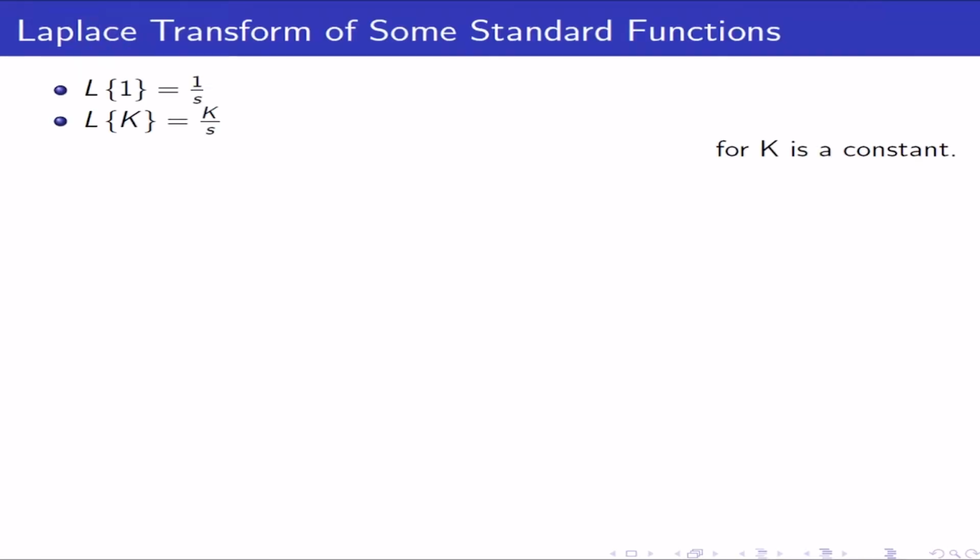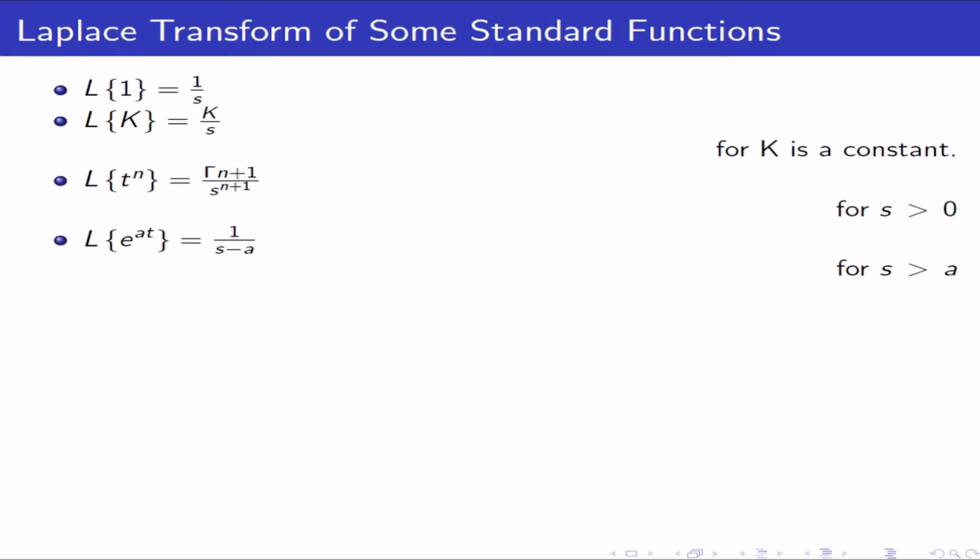In the previous section, we saw the Laplace transform of some standard functions. We saw the Laplace transform of 1 is equal to 1 by s, the Laplace transform of k, where k is a constant, is equal to k by s. The Laplace transform of t raised to n is equal to gamma of n plus 1 upon s raised to n plus 1 for s greater than 0 and for all real numbers n such that gamma of n plus 1 exists.